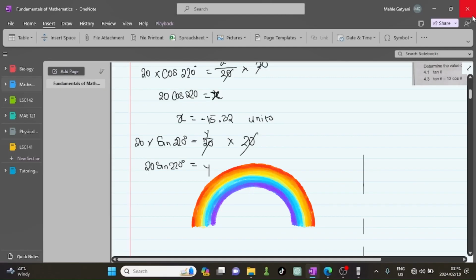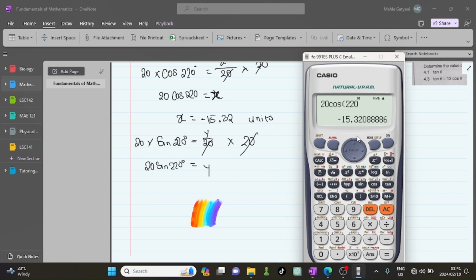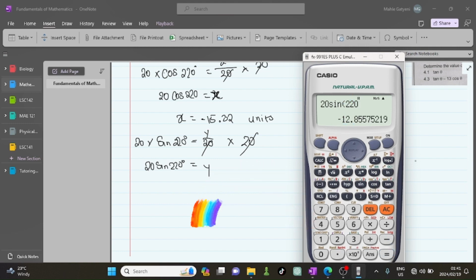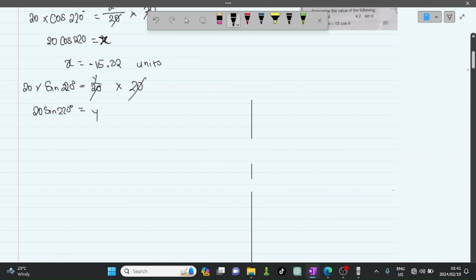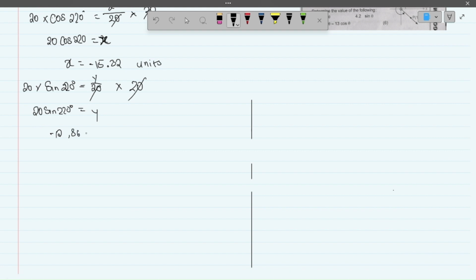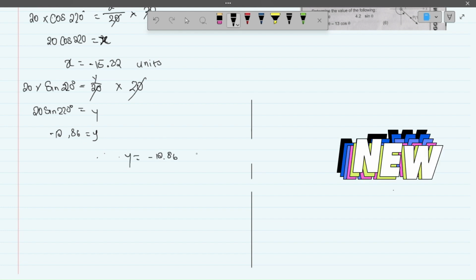So basically these are easy questions, guys. This question was easy because it was testing your knowledge of the trigonometric ratios. So 20 sine 220 is minus 12,86, so therefore y is equal to minus 12,86 units.